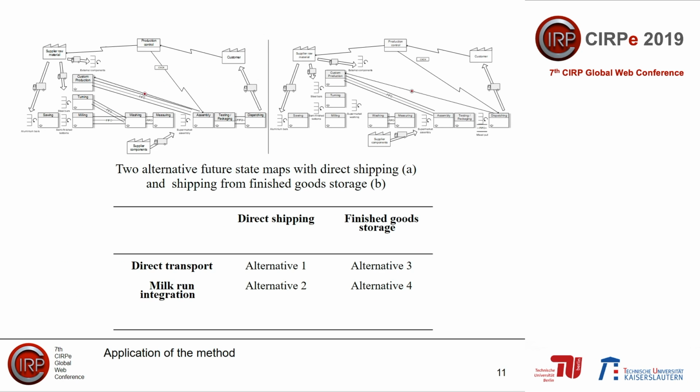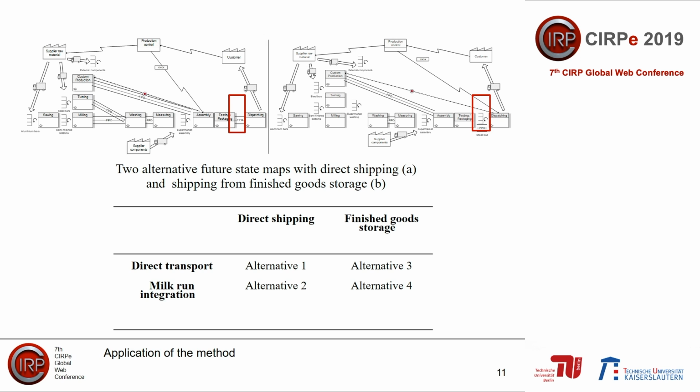The presented approach has been used to establish a new value stream for pneumatic cylinders at the Center for Industrial Productivity at the Technical University in Darmstadt. One major goal of the new value stream design that we've implemented was to integrate a production process for prioritized customer individual products. So the figure illustrates a future state map for direct shipping with the pacemaker positioned at the bottleneck, and a future state map for shipping from a finished goods storage.